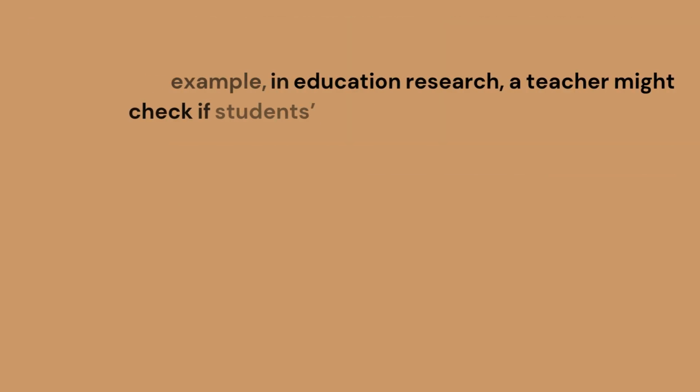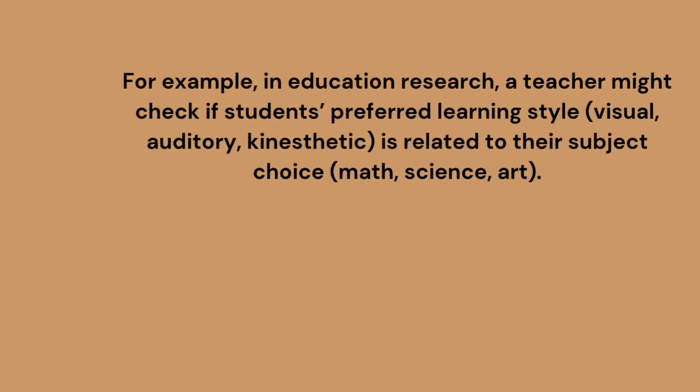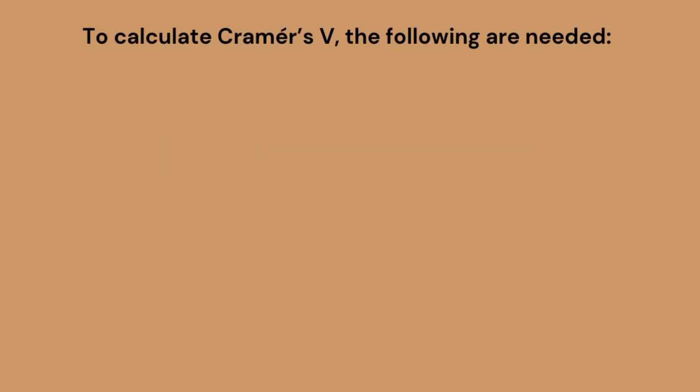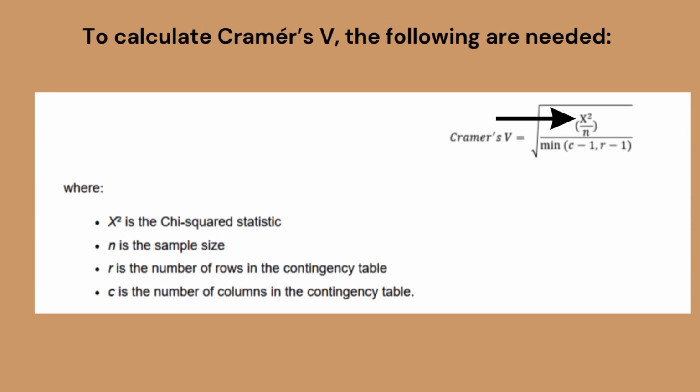Cramér's V is used for categorical data, which means data divided into groups or labels, not numbers. For example, in education research, a teacher might check if students' preferred learning style, visual, auditory, kinesthetic, is related to their subject choice: math, science, art. To calculate Cramér's V, the following are needed: the chi-square value, χ², from the test of independence, the total sample size, n, and the number of rows and columns in the data table.